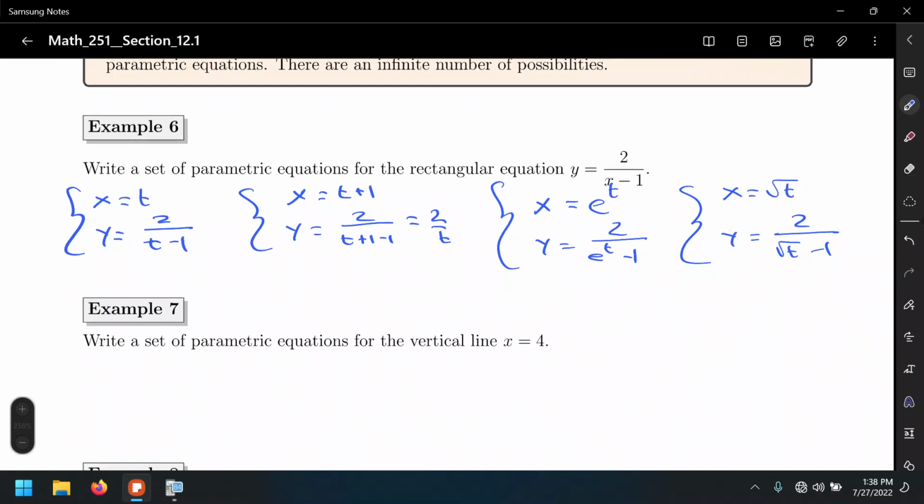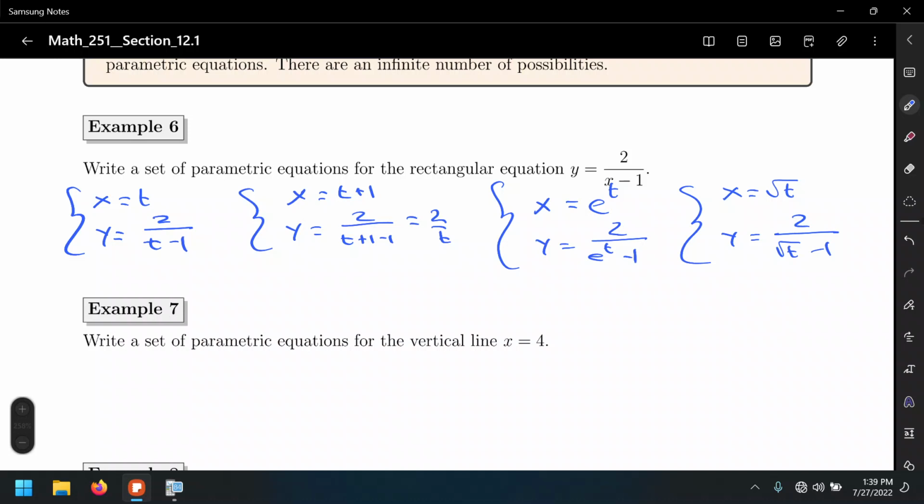Because in this case e to the t never goes to 0, so whatever particle will never reach that 0, as you will see later. The square root of t includes the 0, but it doesn't include the negative values, right? And it depends on the purpose, on what we want to describe as a path for a given particle, and that depends on our choices of these parametric equations.